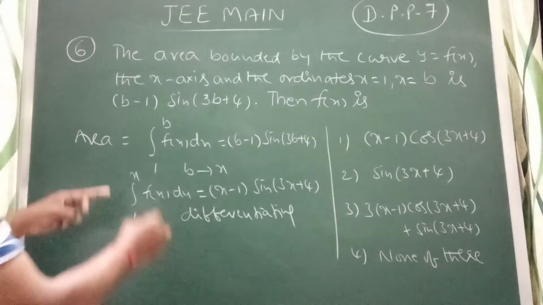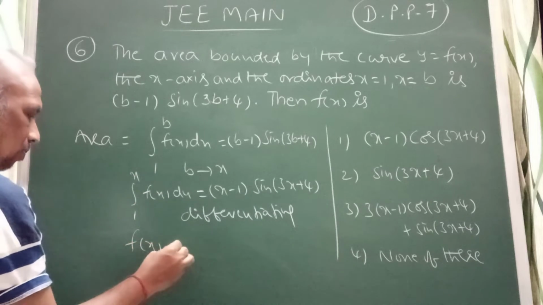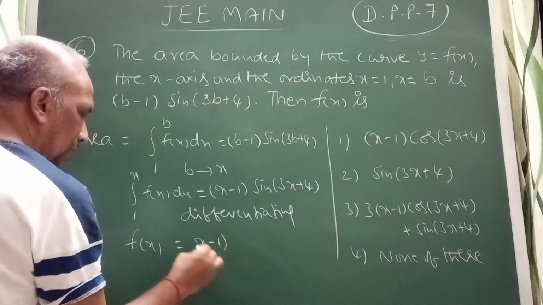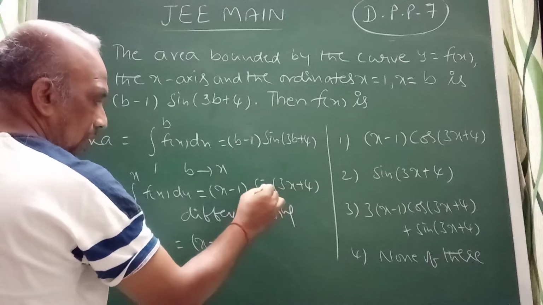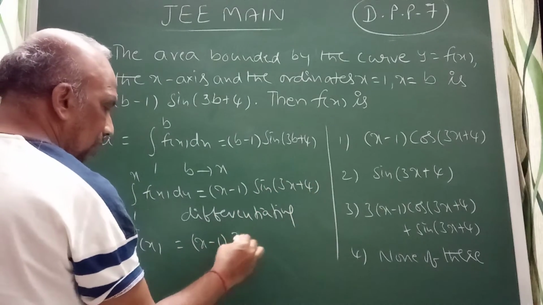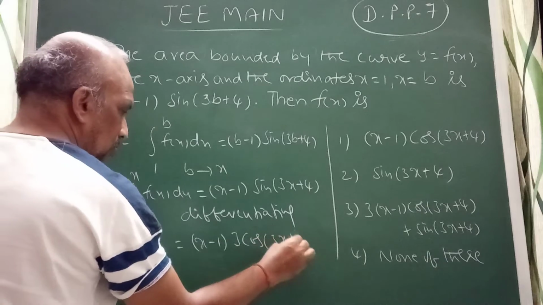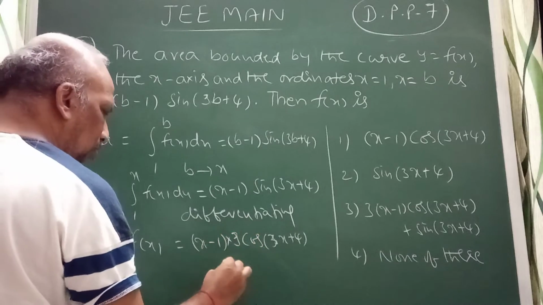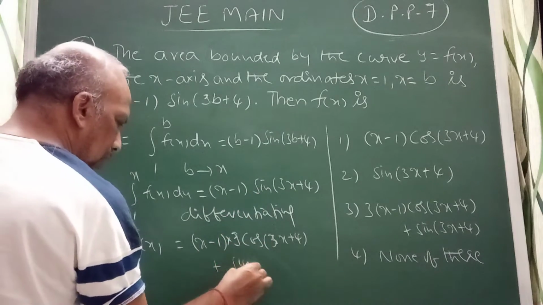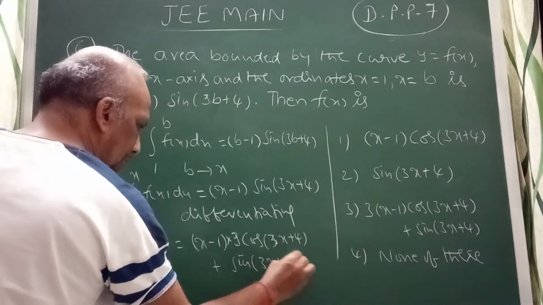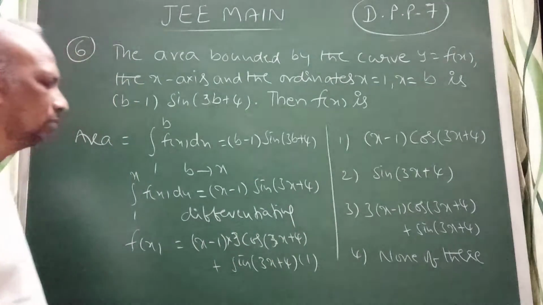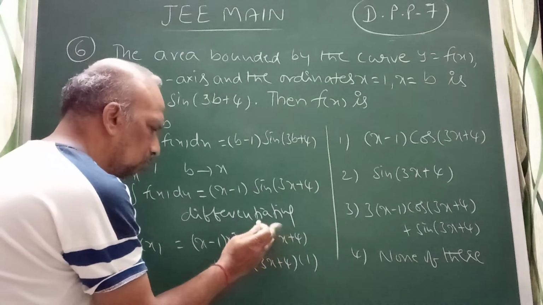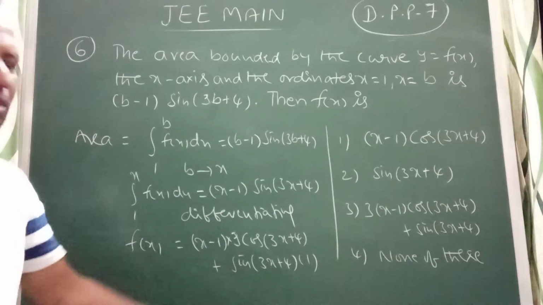Differentiating on both sides, this side we get f of x equal to, on this side we get the product rule: (x minus 1) into the derivative of sine of (3x plus 4), which is 3 cos of (3x plus 4), plus sine of (3x plus 4) into the derivative of (x minus 1), which is 1. We get (x minus 1) 3 cos of (3x plus 4) plus sine of (3x plus 4) into 1.